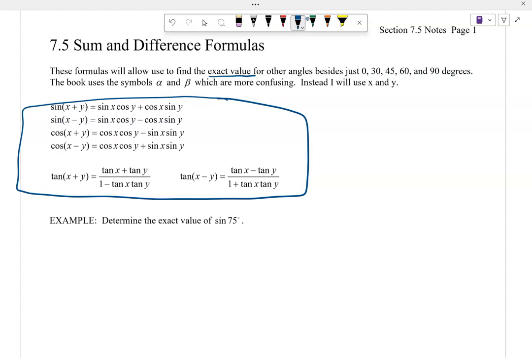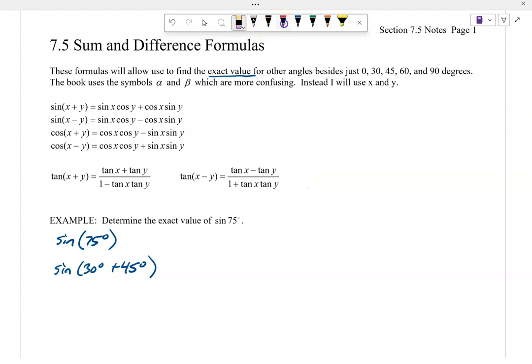So let's do, for example, sine of 75 degrees on this first one. Notice on our unit circle, we don't have a 75 degrees, so I can't find the sine value there, the y value there. But I do know that 30 degrees plus 45 degrees works, and I have a 30 and a 45 on my unit circle, right? So I'm going to use this top one, sine of x plus y.